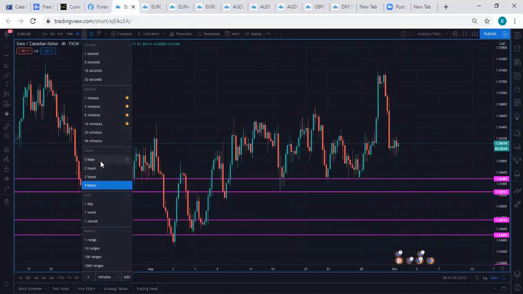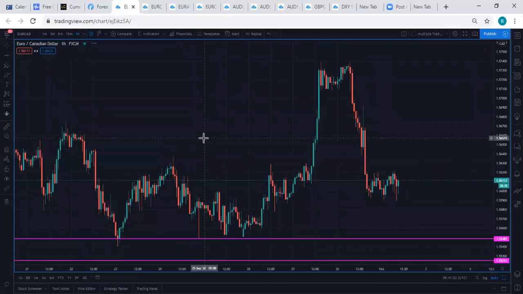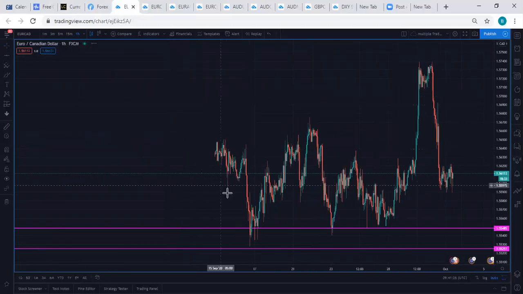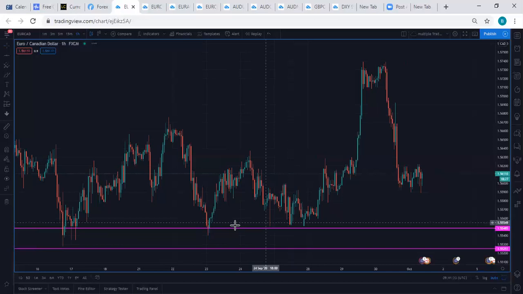You're only doing support. Come to 1 hour. Look at 1 hour. This is 1 hour. You can see on the 1 hour how many times it hit those areas. You can see if you had gone for a buy here, imagine you bought here. See how the market went up, came back to that point, hit it again.